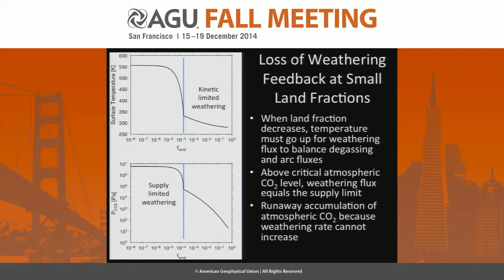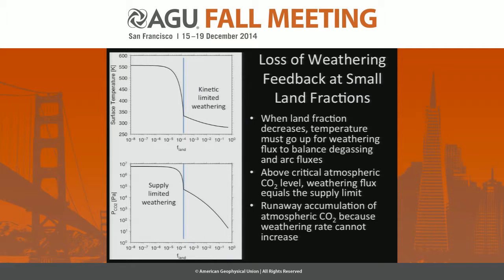So I'm plotting atmospheric CO2 and surface temperature here. If we start basically around today's Earth and just start dropping the land fraction, dropping the amount of land exposed, CO2 and surface temperature increase, because when you decrease the amount of land, in principle, the weathering flux would go down. So you have to increase atmospheric CO2 to bring things back into balance with the degassing fluxes. As you keep dropping the amount of land exposed, eventually you reach this critical point. There's a critical atmospheric CO2 level where the weathering flux will hit the supply limit and be capped, and it can't go up anymore.